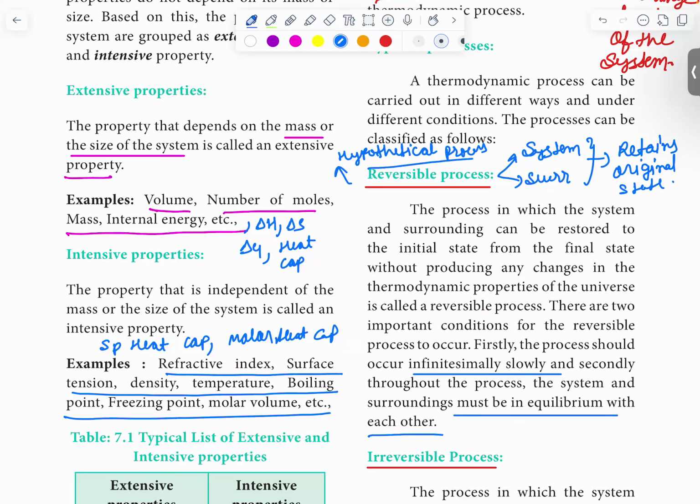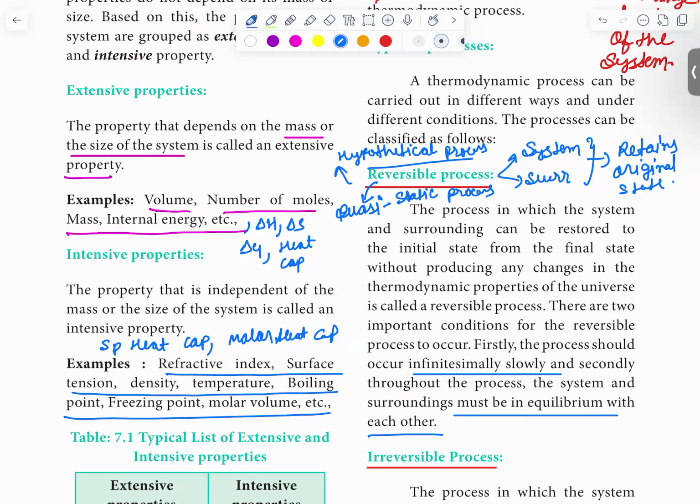They are slow processes, not sudden processes. Also, these are called quasi-static processes. Why are we calling it a quasi-static process? Because you're not able to see any changes.